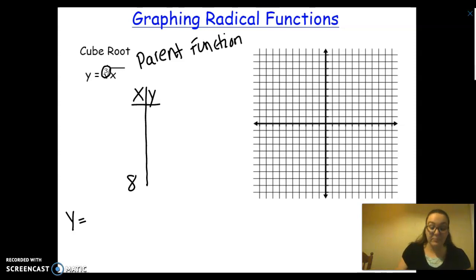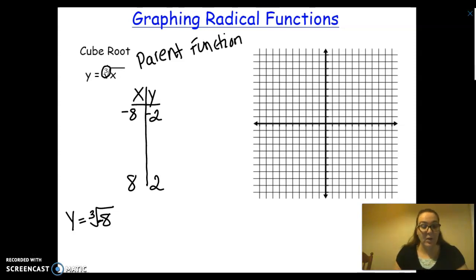What's a perfect cube? Oh, 8. 8's a good perfect cube. So y equals the cube root of 8. Well, I know that the cube root of positive 8 is 2. We also know, because it's an odd root, that I can have a negative in here, meaning I can find the cube root of -8. Well, the cube root of -8 is -2. Now, what are some other good perfect cube numbers? I could keep going past 8, and 27 would be another one, but that's a little bit big. So what if I stop at 1?